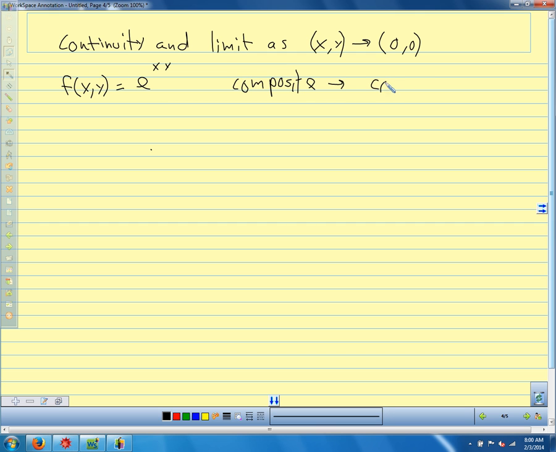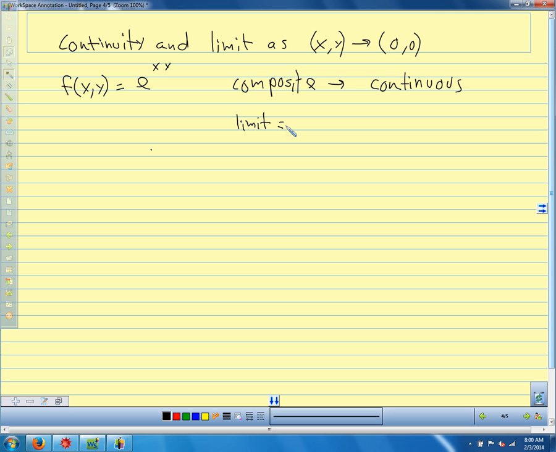So it's continuous. It's not undefined anywhere, so it's going to be continuous everywhere. And what's our limit going to be as xy approaches 0, 0? Since it's a composite function, we find our limit. We plug in the values. So if we plug in x and y equals 0, 0, what's our limit?